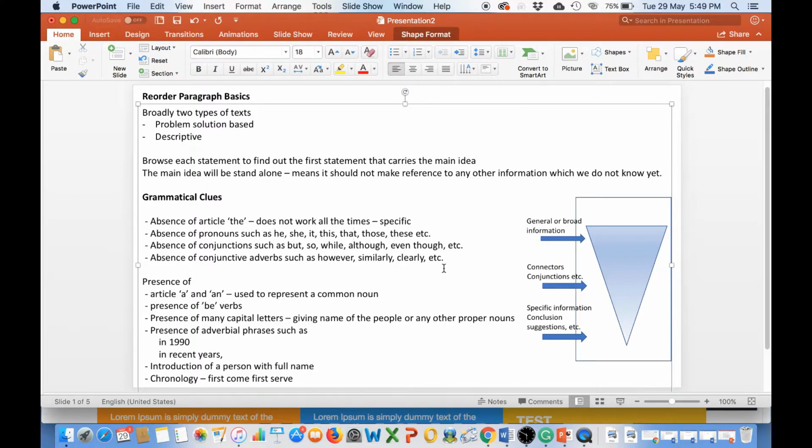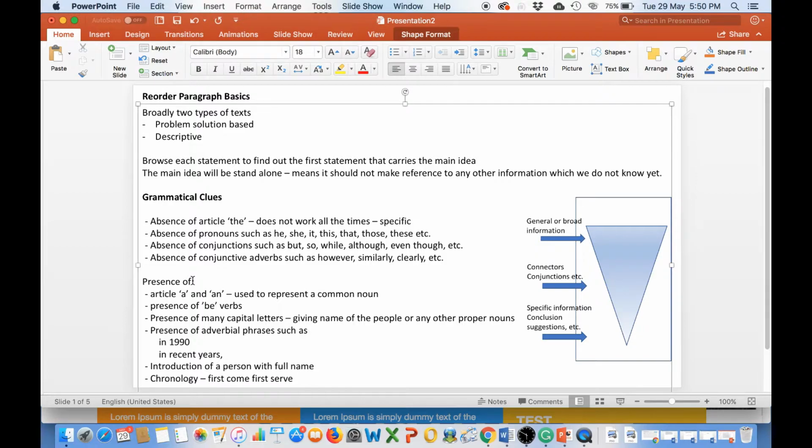If anything starts with that, that is not your number 1 statement, because we use those words to connect ideas together or make references to something else. So if we are already making reference to something else, that means it is not your first statement, because your first statement needs to be standalone. So always keep that in mind.